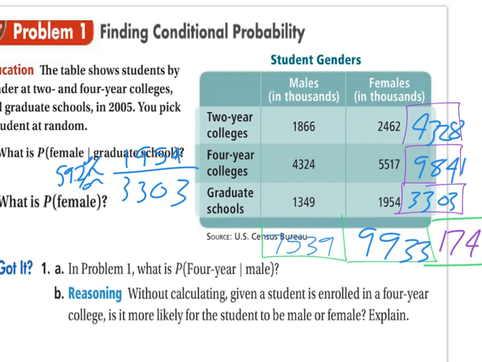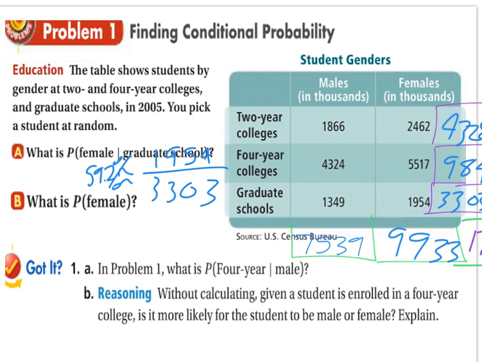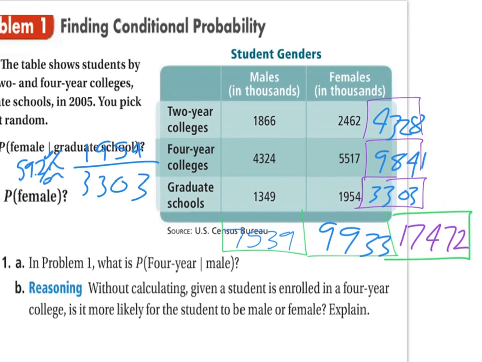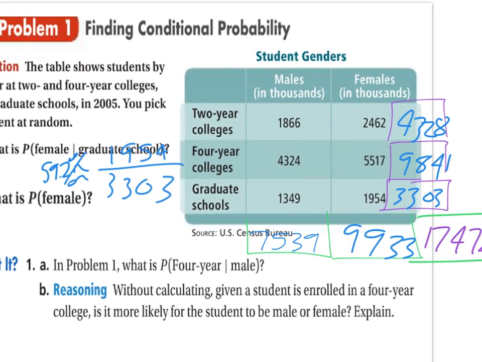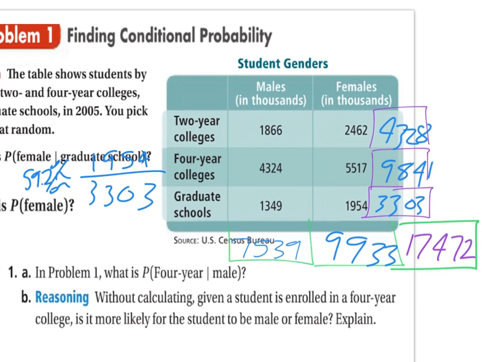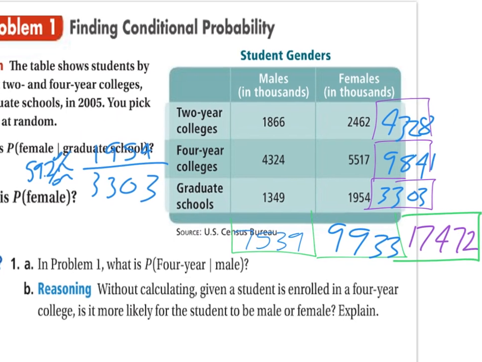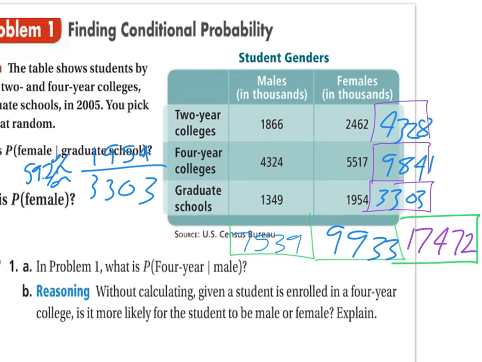The next question is just what is the probability that the person is female? So no conditions. That means we're looking at our entire sample. Again, we are still sampling from these students. So our denominator would be the entire sample space, the 17,472.